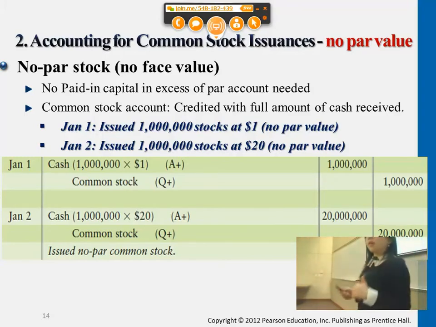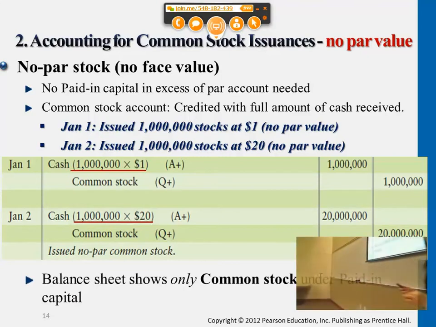Okay, so we talked about par value stock and no par value stock. For no par value stock, under the balance sheet, you would only see common stock under the paid-in capital account. Again, you won't see those premium accounts. So just a reminder, you would see common stock or preferred stock, but no excess amount T accounts listed.